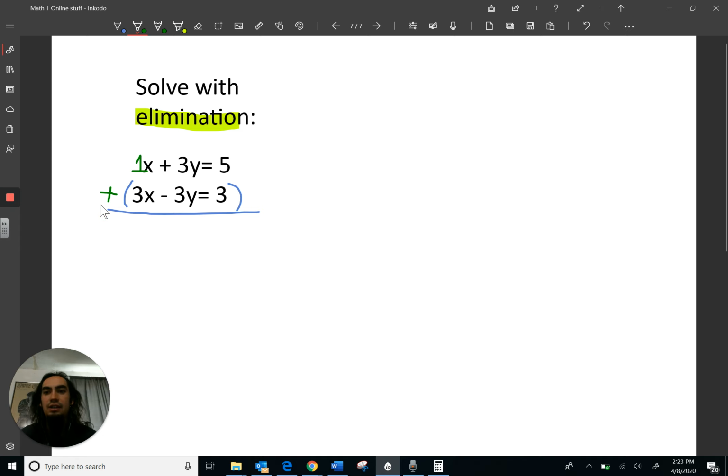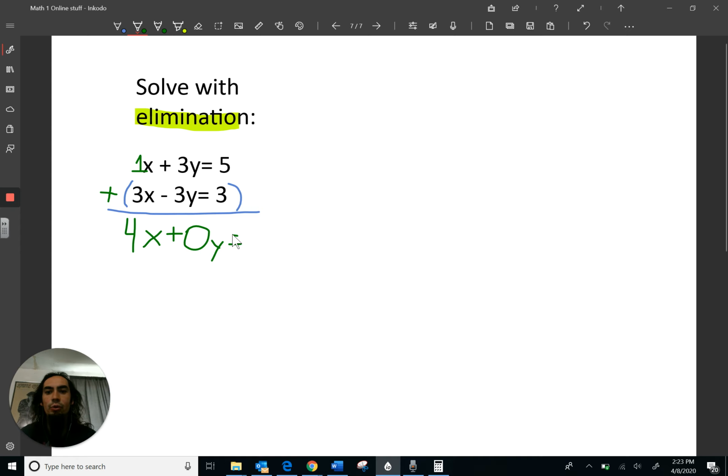So we're confident that adding the equations is the best way to go. So let's go ahead and do it. Just like the last examples, let's add these equations. 1x plus 3x is 4x. Great. Now to the y's. 3y plus negative 3y. 3 plus negative 3 is 0. So this is going to leave us with no y's, 0 y's.